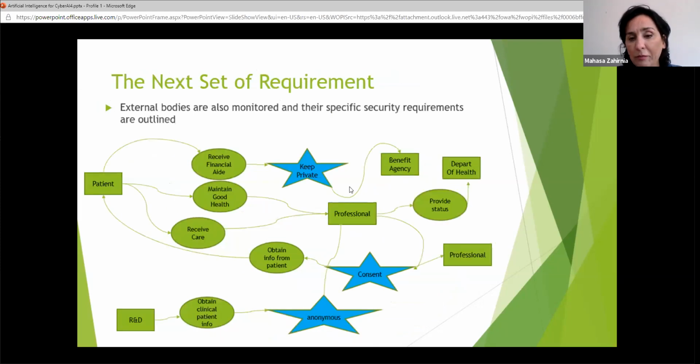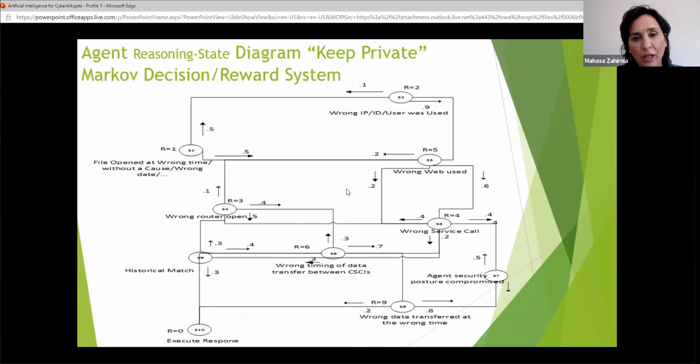So next up, we're adding more resources, external bodies, and adding more and more, shall we say, steps to our cybersecurity intelligence. This is the Markov decision process for Keep Private. So for example, we start with the S1 state 1 diagram.